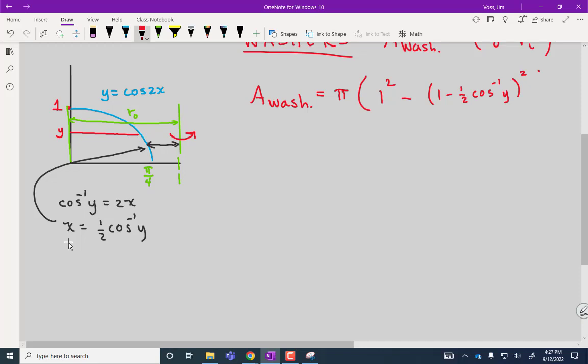That's all squared. So that'll be the setup for the area and volume. We'll just integrate from where to where? 0 to 1, this thing. And let's not even FOIL that out. That'll be pretty messy. So that's our setup for a washer.